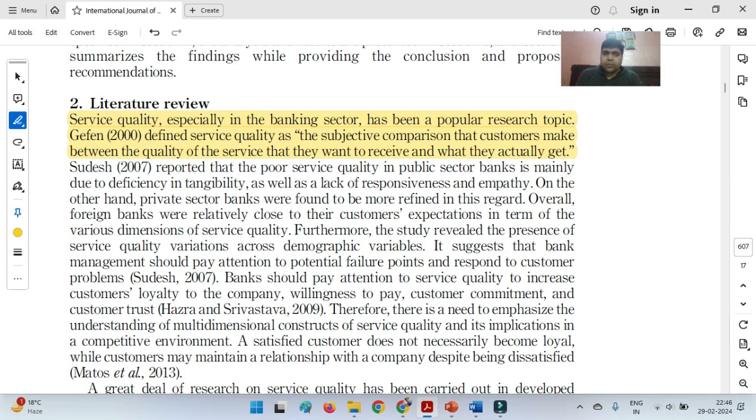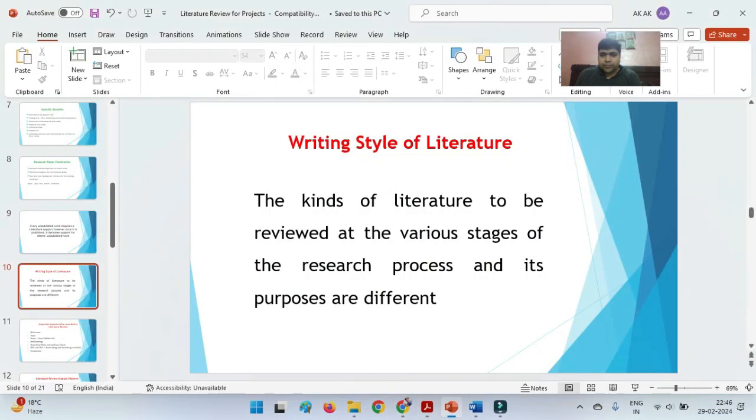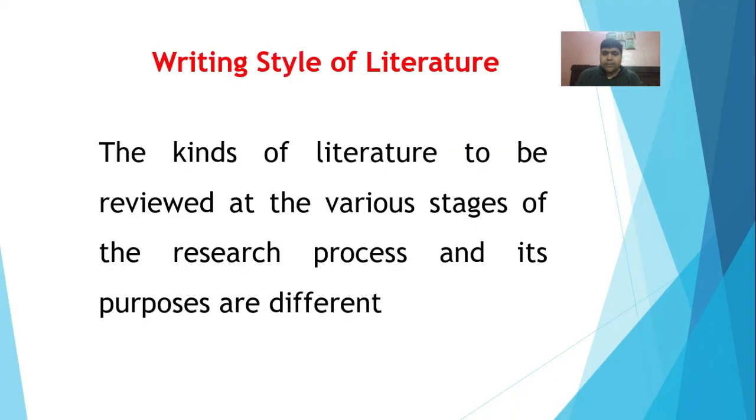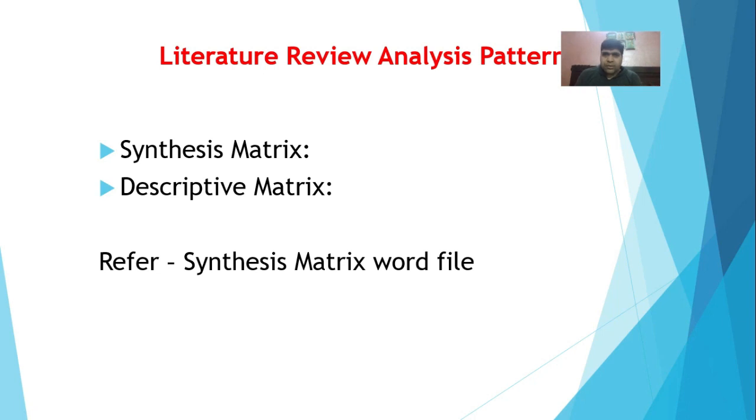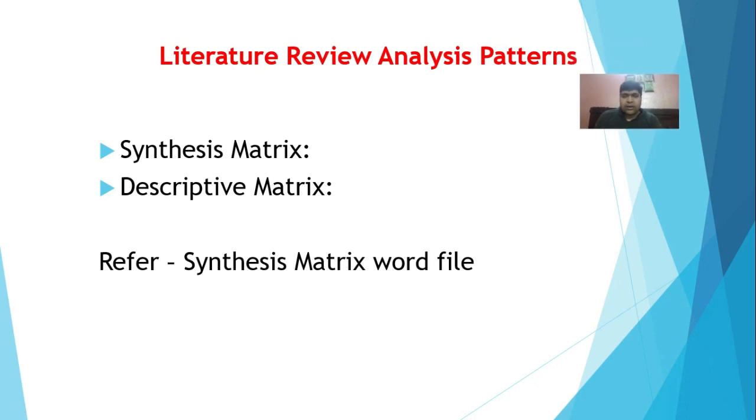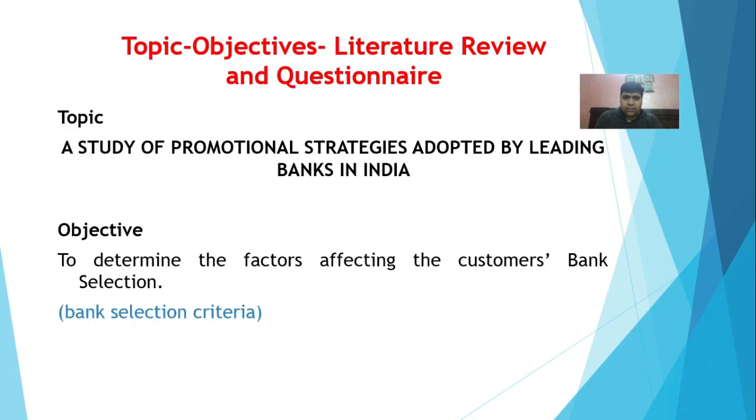Now, how do we find this paper? How do we find this text? This is a million-dollar question. I will tell you. Going back to the writing style: the kinds of literature to be reviewed at various stages of the research process and its purposes are different, but that's fine. We are discussing more on writing style. I'll come to writing style first. These are the writing patterns, and then I'll go back. We can skip this also. All right, I think I'm looking for something different.